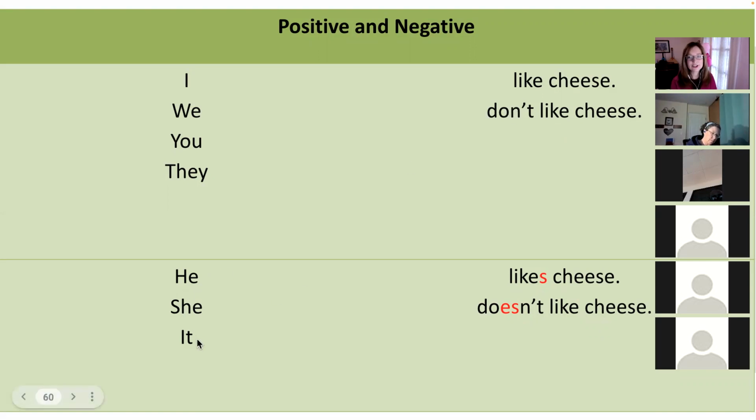If it's he, she, or it, the positive is likes cheese with an S, and the negative is doesn't like cheese. Here the S goes in the first verb, does, so that's short for does not. We still have an S in the negative, but it's not on likes, it's on the first verb. So it's important for them to know that if there's more than one verb in the sentence, the S will typically go on the first verb, not the second one.